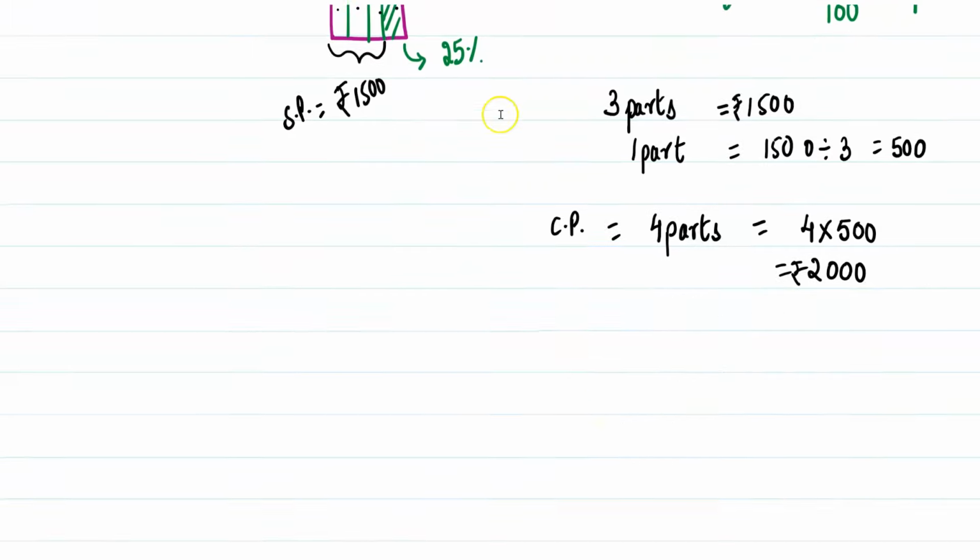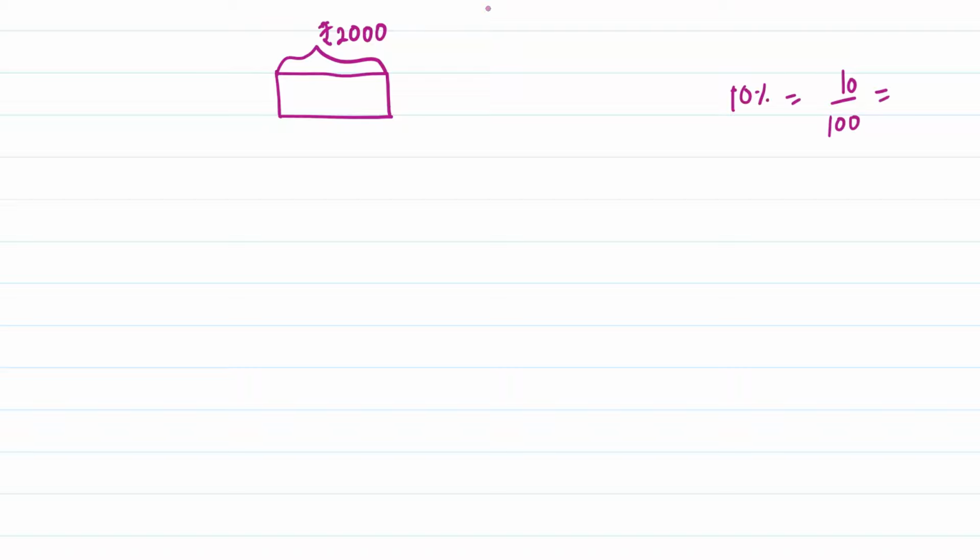Now we know the CP. Again, let's draw a diagram. CP is rupees 2000. Now we want to sell it at a gain of 10%. Again, let's recollect, what is 10% exactly? 10% is 10 by 100, which means 1/10. That means if I increase CP by 1/10, I will get the SP.